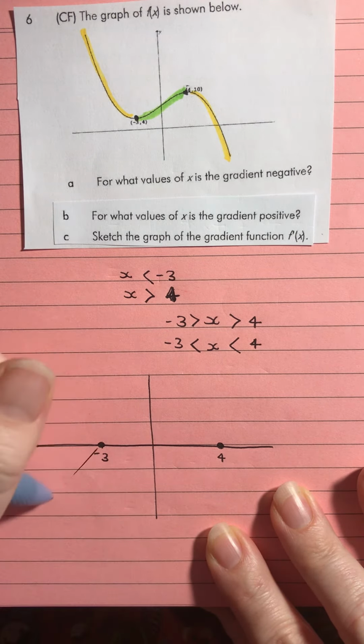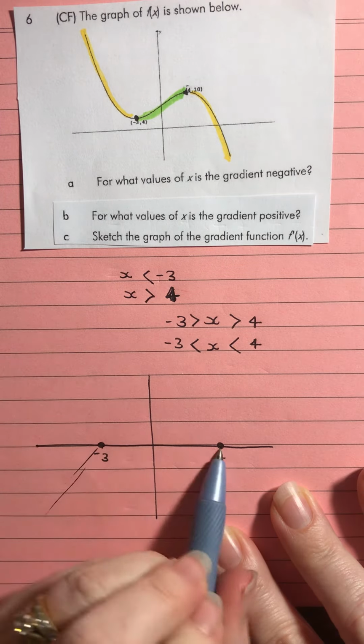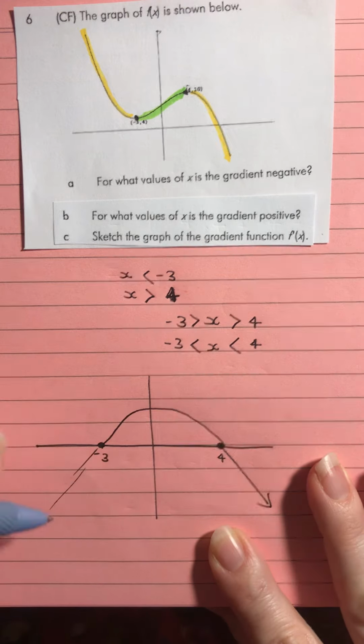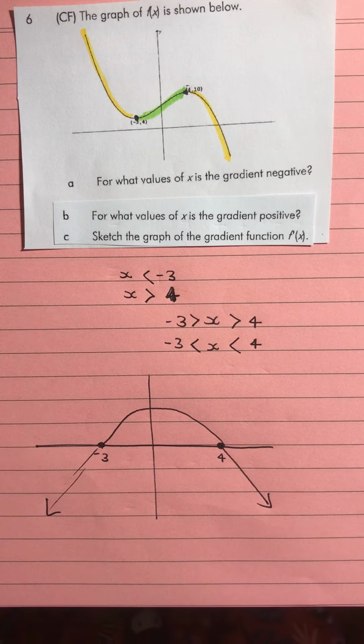So then I think what is happening here, so when it's less than negative 3, going that way, I know my gradient is negative. I know that it's positive in between these sections, and it goes back to negative for there. So that's the shape of my sketch of my graph of that gradient function. That's as much detail I need to go into. I don't need to know any of the other values.